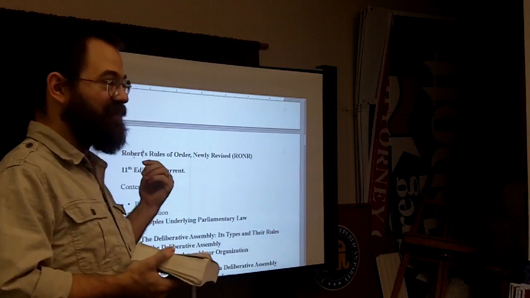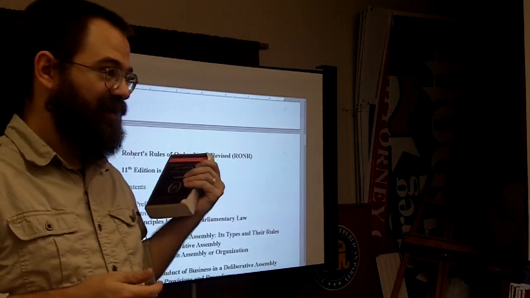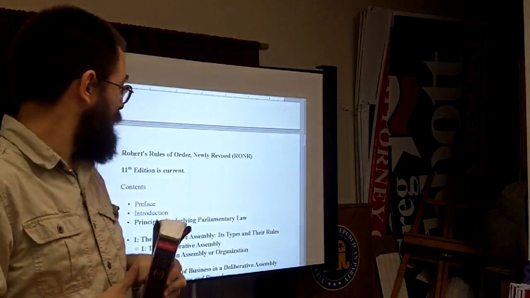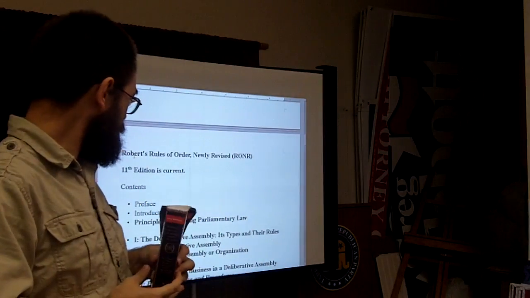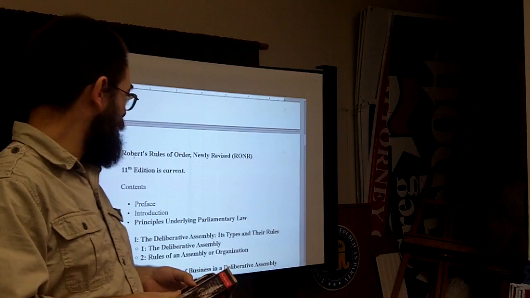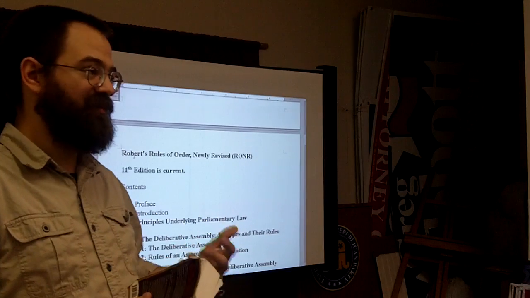His family, the Robert family, has persisted in maintaining this book throughout its generations. The current edition primary editor is Henry M. Robert III. They've stayed on top of it. And several years into its publication, they approached it to reorganize it and called that Robert's Rules of Order Revised.